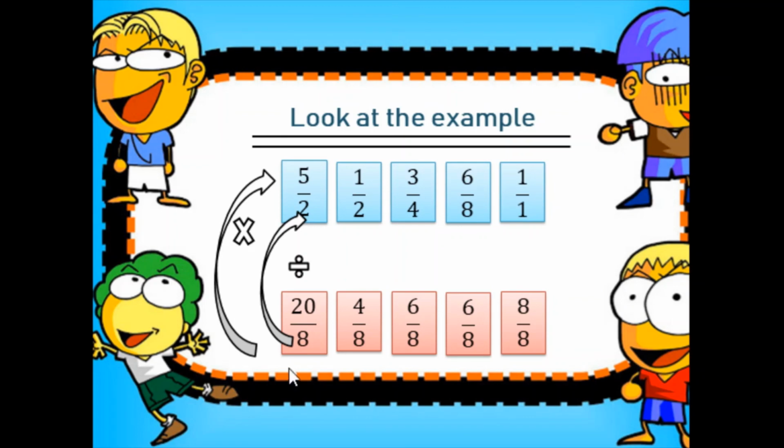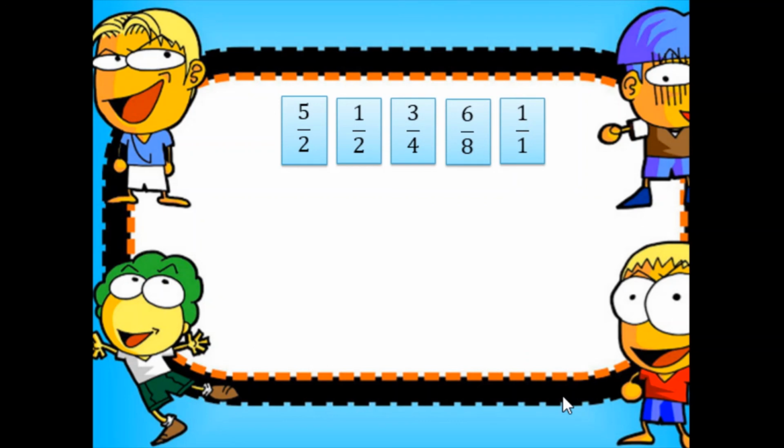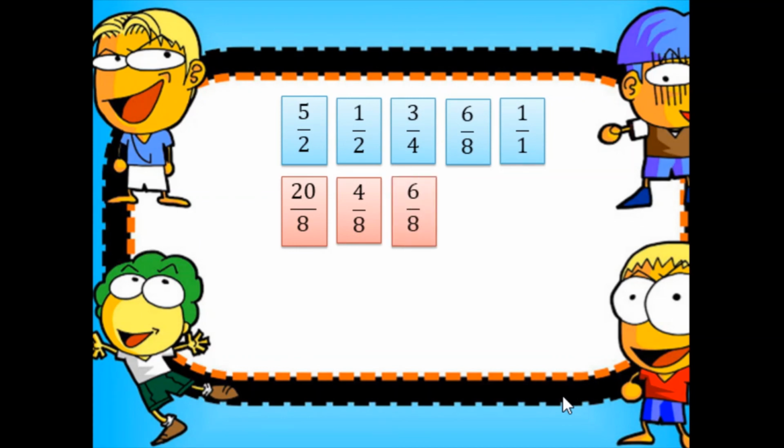That is why we have the following fractions. Now, it's easy to arrange the fractions because their denominators are already the same. Now, we write the original fractions, 5/2, 1/2, 3/4, 6/8, 1/1. And their equivalent fractions, 20/8, 4/8, 6/8, 6/8, 8/8.